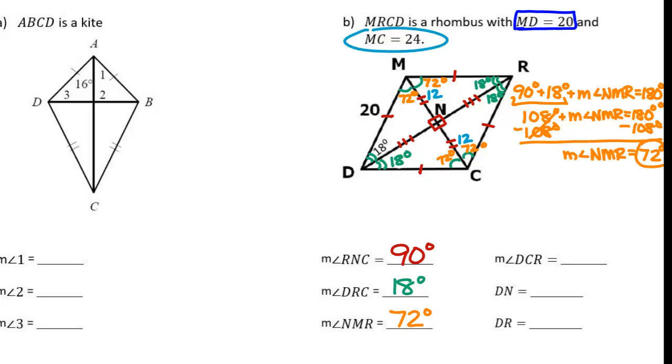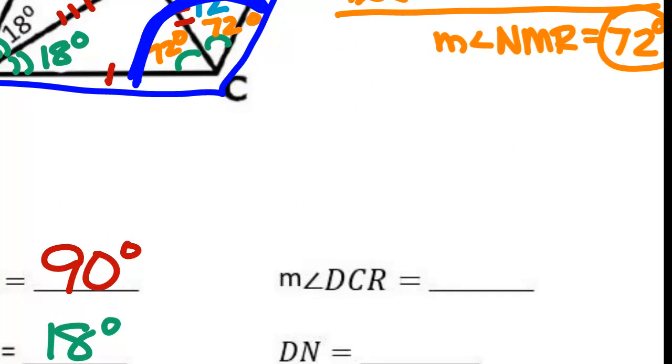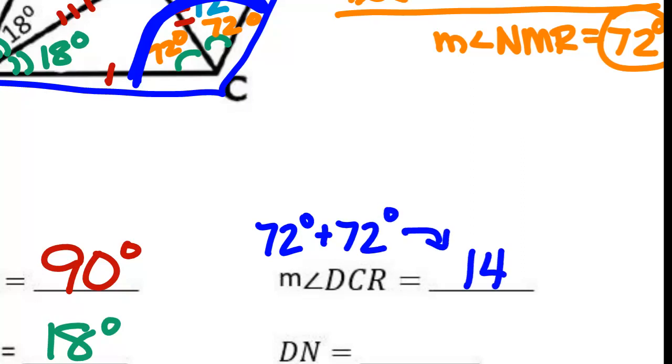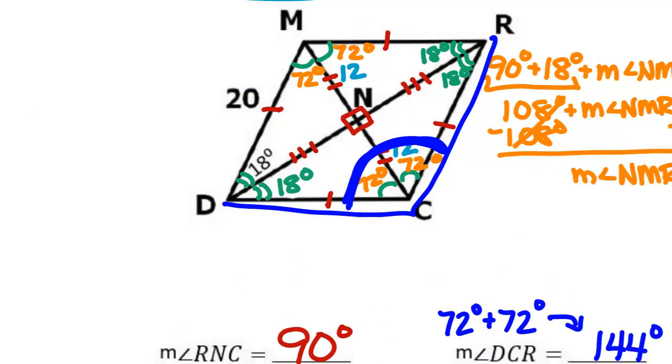The measurement of angle DCR. DCR. So I want this whole angle right here. I would add 72 plus 72. And I get 144 degrees for that. So I'm putting those two smaller angles together to get DCR.